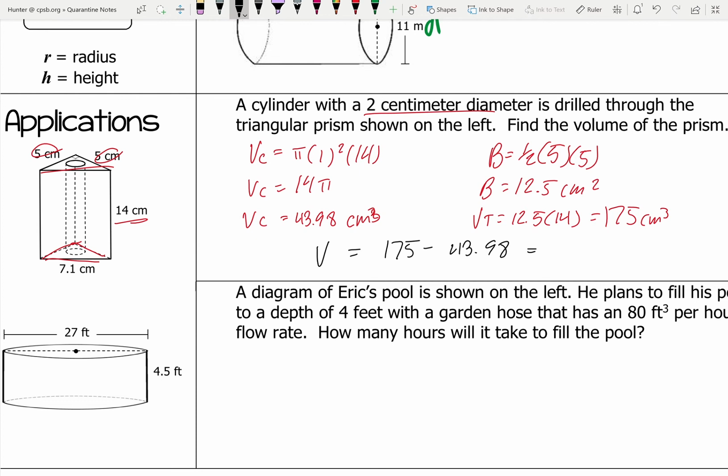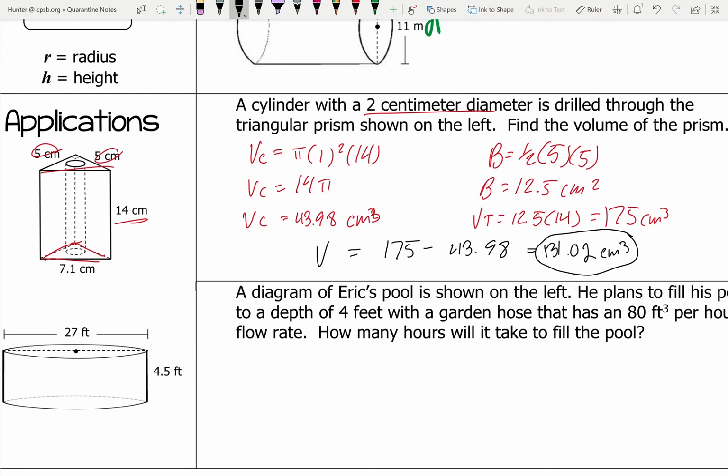Alright, back. It gives me 131.02 centimeters cubed. Alright. Last problem.